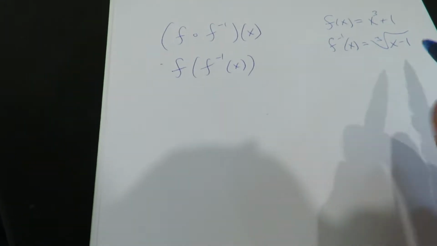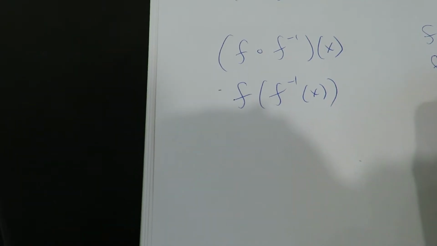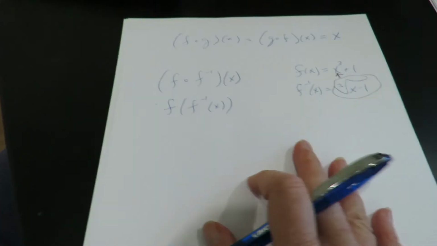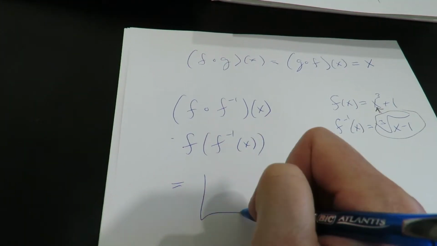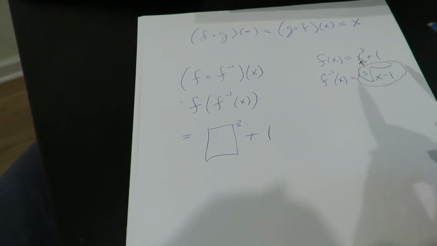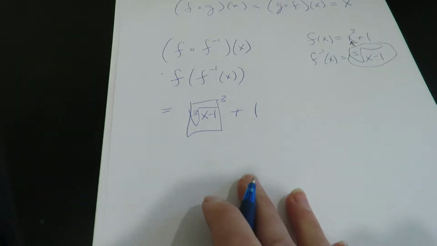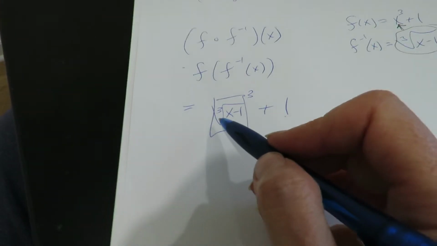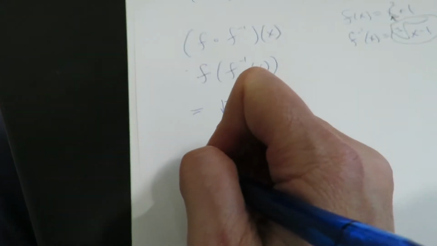Let's do it. So we're going to put F inverse into F where the X is. That's how you do a composite. That's how you substitute in. So the original is something cubed plus 1. I'm putting the inverse into the original. Right, there's my inverse in the original. A cube root and a cube are opposite, so they cancel each other.